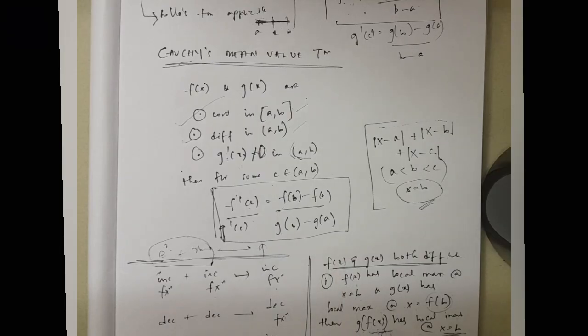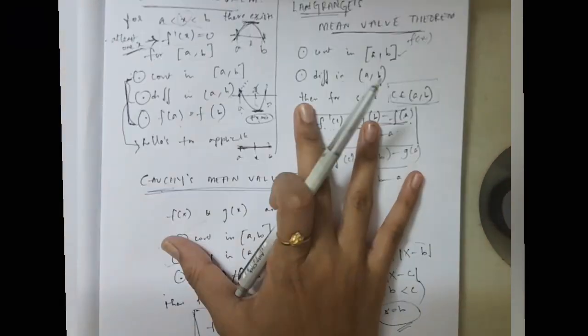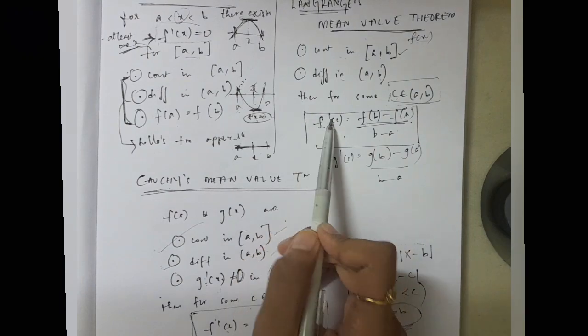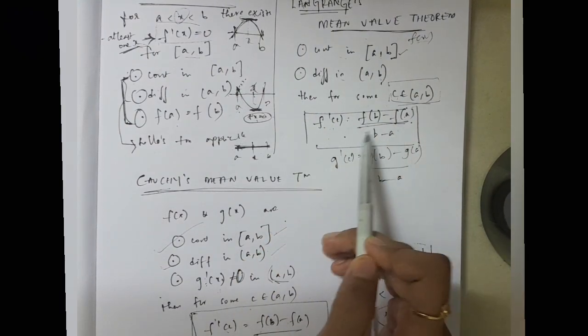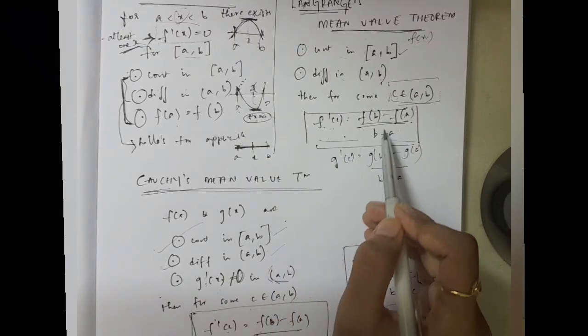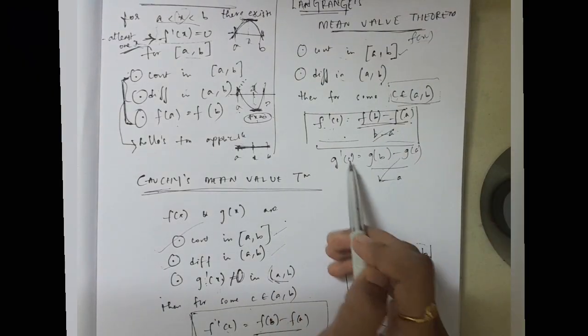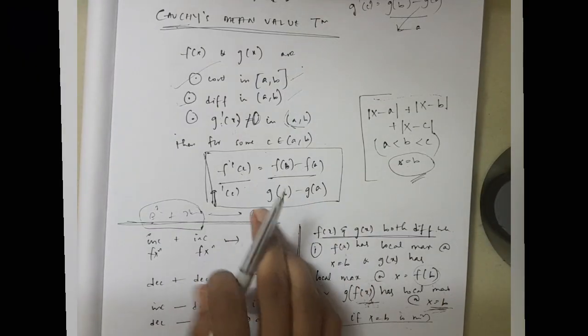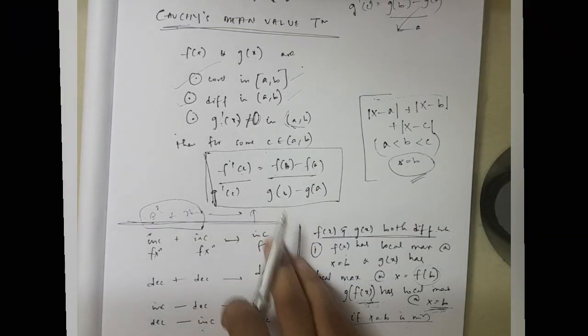So you can also arrive at this from Lagrange's theorem basically. So f dash of c would be this, f of b minus f of a over b minus a, and g dash of c would be this. And when you divide these, things just get cancelled, and you get this one, Cauchy's mean value theorem.